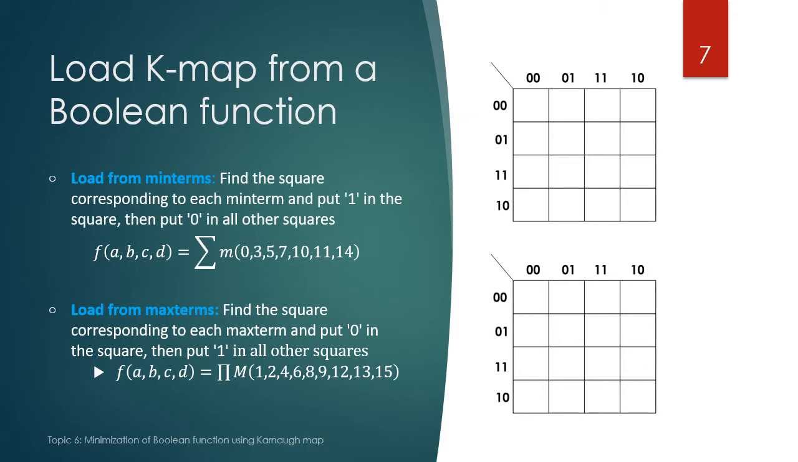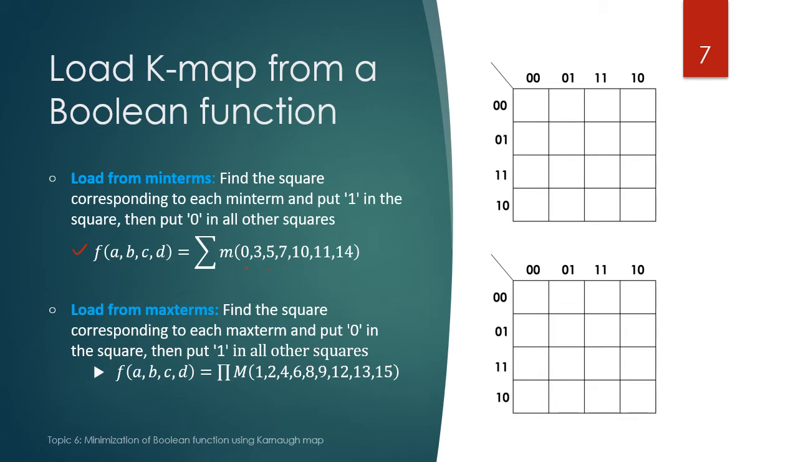Here is how. For example, if we have this function in minterm list format, basically what we know is that each minterm corresponds to the output where its value is 1, right? So all we have to do is find those minterm numbers in terms of the squares, then put those squares to be 1. Okay.